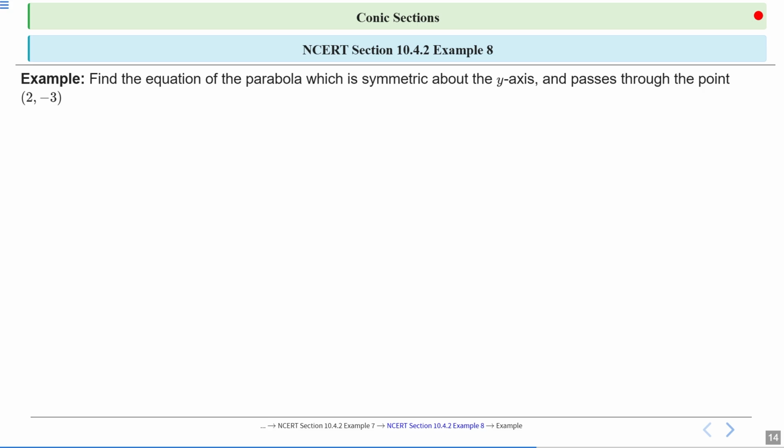So look at example 8. In this example, we have to find the equation of the parabola which is symmetric about the y-axis and passes through the point (2, minus 3). So students, first of all, try it yourself. You have 40 seconds to try to solve this example, and then after we will provide the solution.